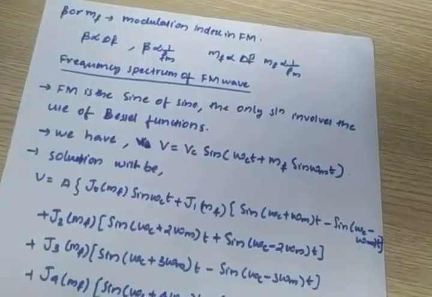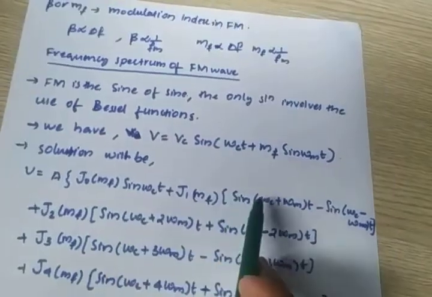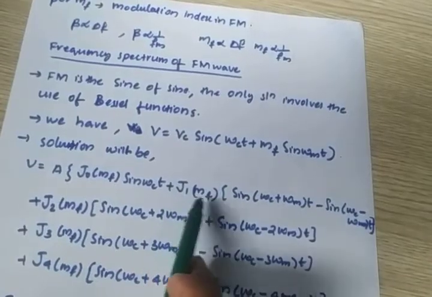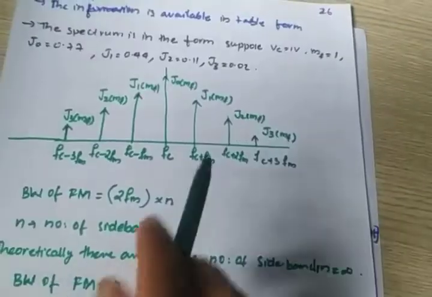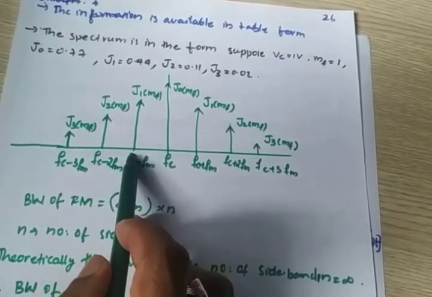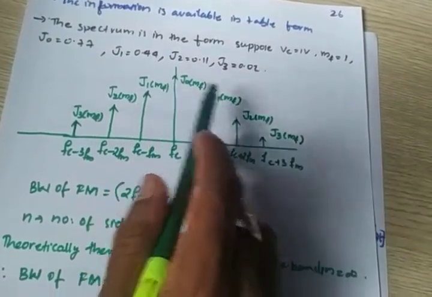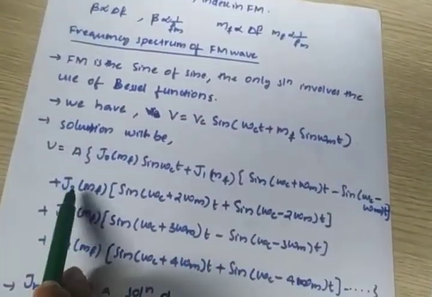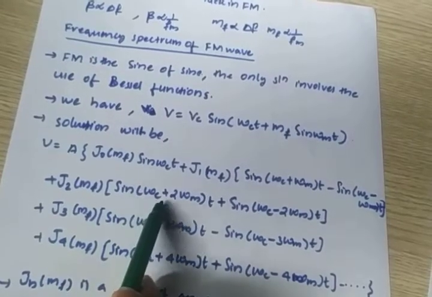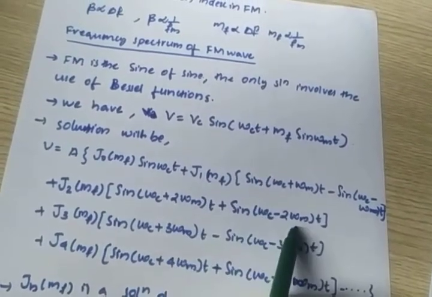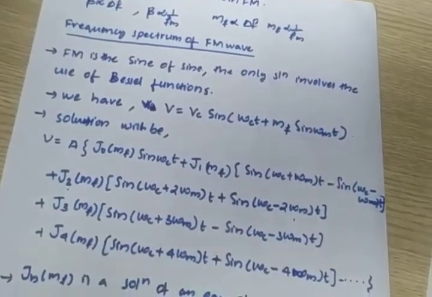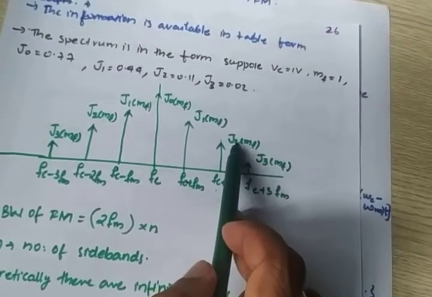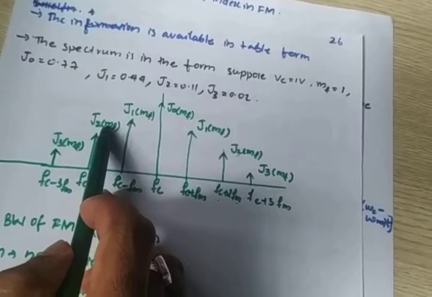How are we getting these components? From this equation only. This is the carrier. fc plus fm is the upper component and fc minus fm is the lower component, and both have the same amplitude J1 of mf. This is from the equation. Now J2 of mf with sin (fc plus 2fm) and sin (fc minus 2fm): the amplitude is J2 of mf for both fc plus 2fm and fc minus 2fm. It goes on like that.